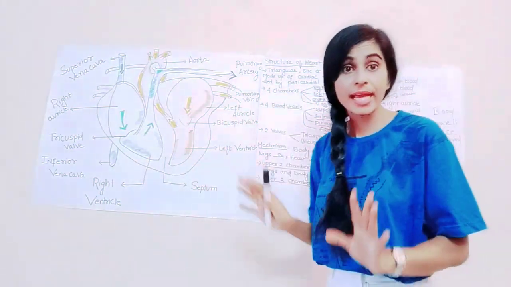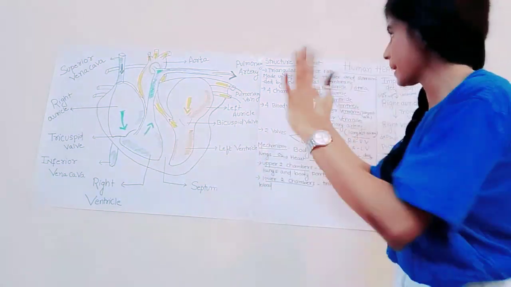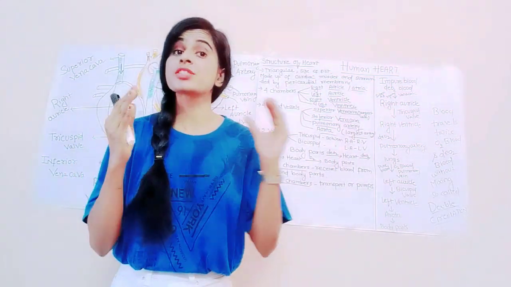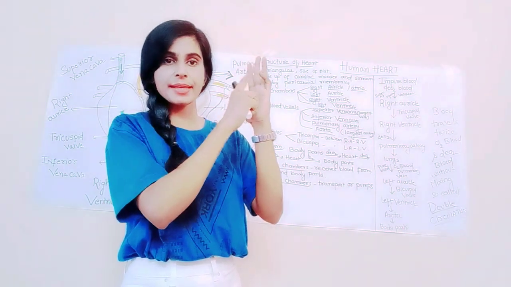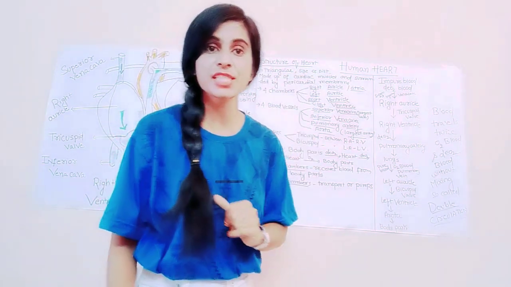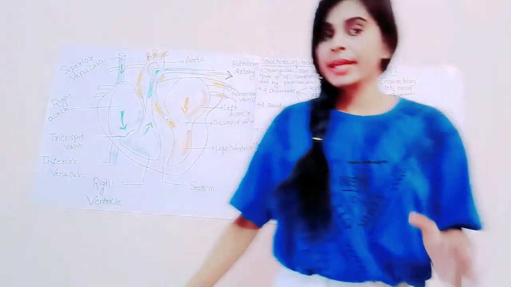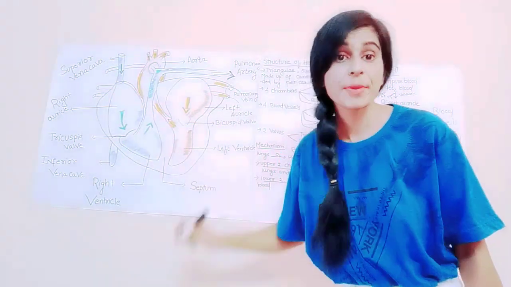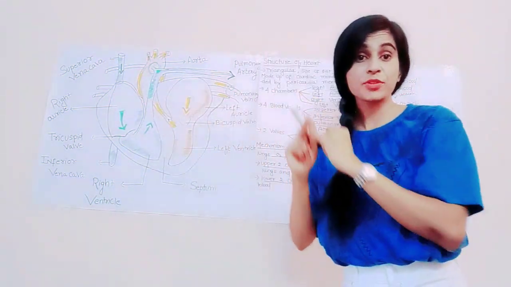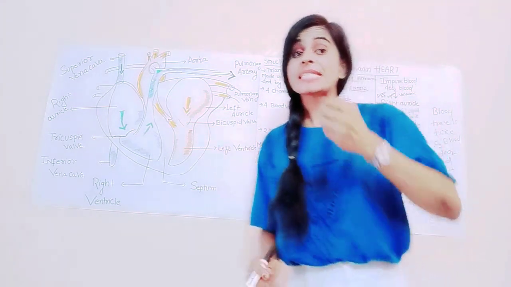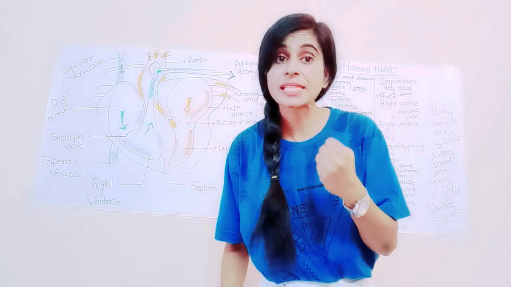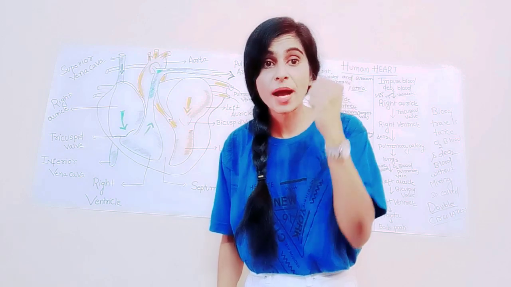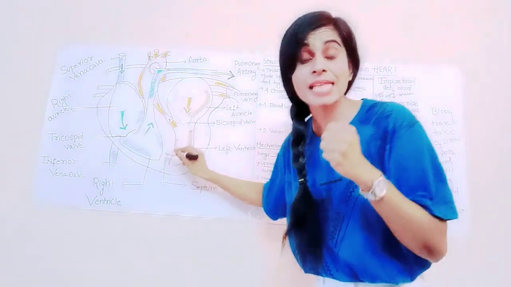So without further delay, let's get started. At the very beginning, first of all, let me tell you about the structure of the heart. The first thing: it is triangular in shape. You can see over here, it appears triangular. The second thing: it is the size of a fist. What is a fist? Muthi. Whenever you close your palm, you get the size of a fist. The heart has the size of a fist.